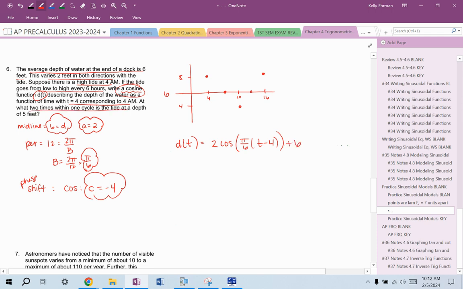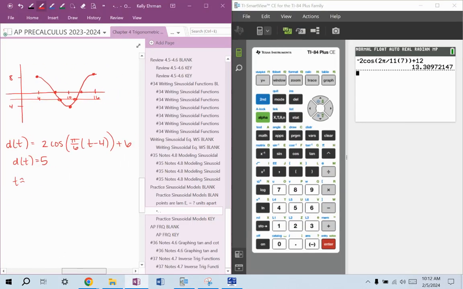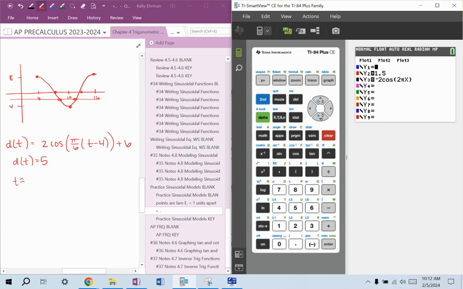At what 2 times within one cycle is the depth at 5 feet? So when is d of t equal to 5? Again, that would be finding the 2 places on this curve where the graph hits 5. So here and here. Use your calculator to approximate this. So I'll need to make some window adjustments. Let's clear out what we have. All right, so one line needs to be 5. The other line needs to be 2 cosine of pi over 6 times x minus 4 plus 6.